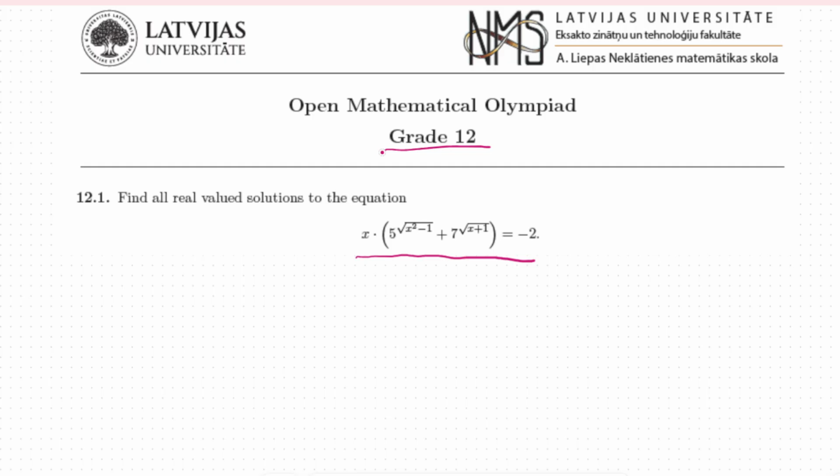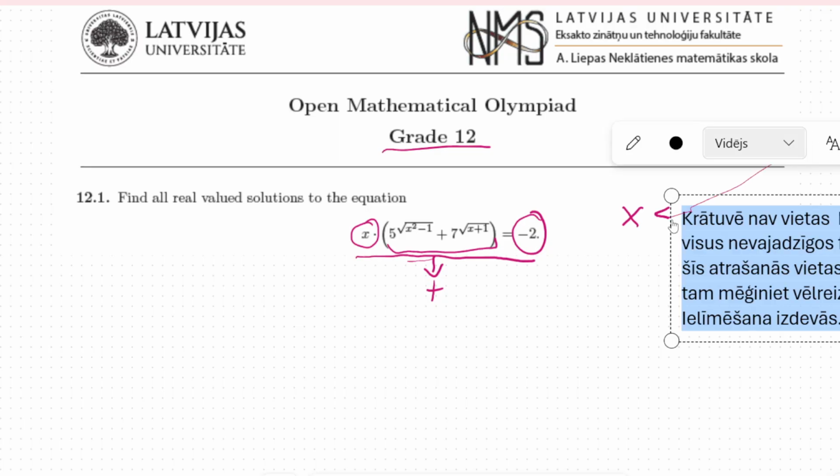First, we can pay attention to this part and that part. You see the product gives us -2. It means that one of the terms shall be negative, as we know that this term will always be positive because here is the 5 to the power and x to the power 7 to the power. You cannot get negative value here. You basically can have only negative value in x, so it means that x has to be negative.